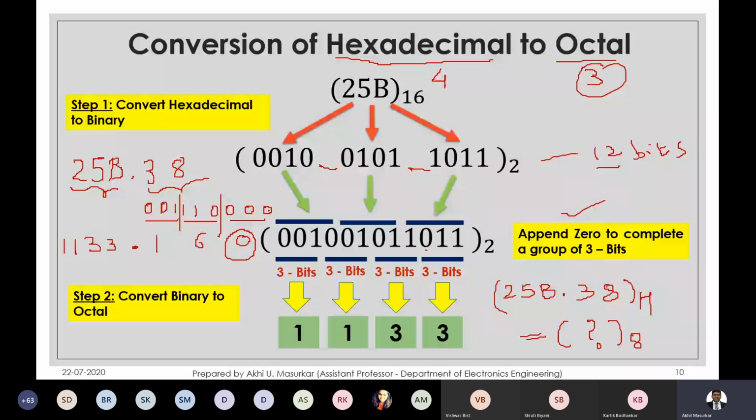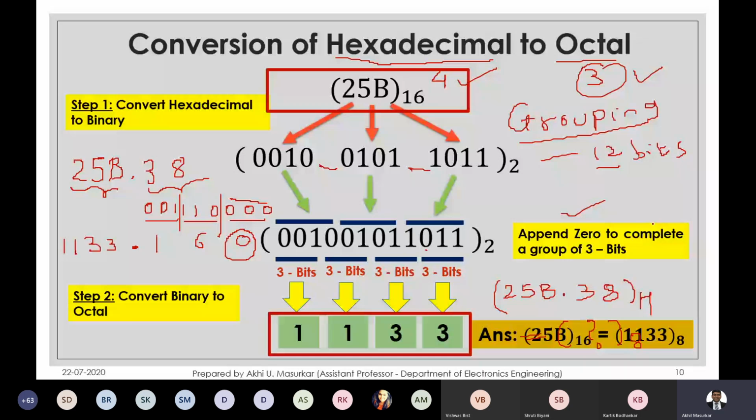Even Sanchit, you have to add one extra 0 there. It is 113.160. Okay, so please understand the key points are do grouping properly, and if 3 or 4 bit grouping is not possible, then you append zeros to complete group of 3 bits. So that is the key point here. So how will you write the answer? You can write 25B16 is 1138.